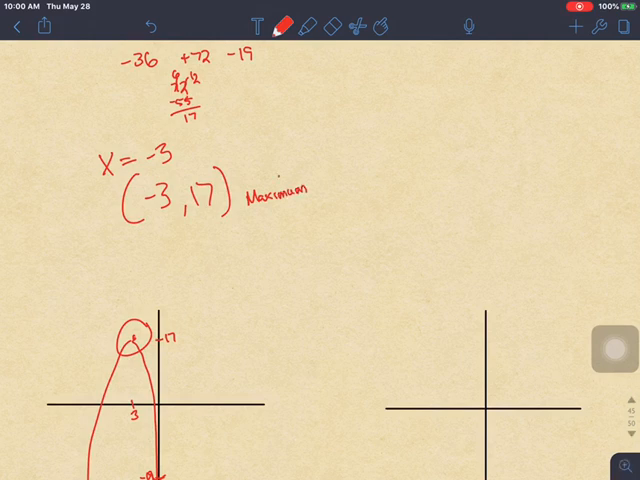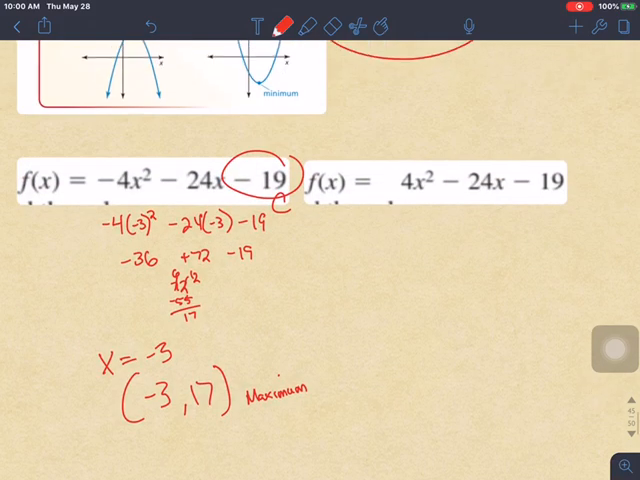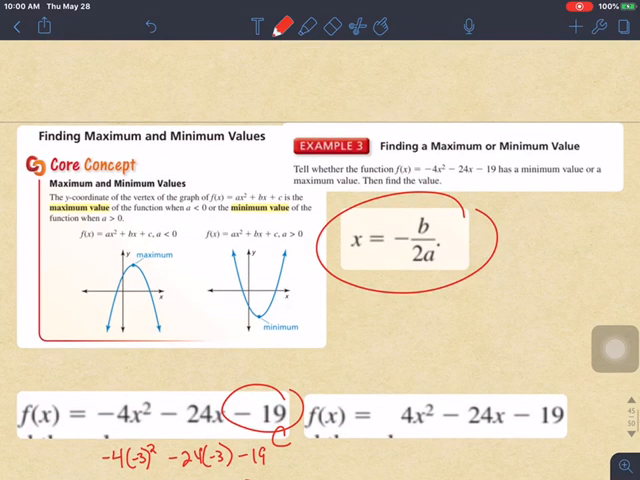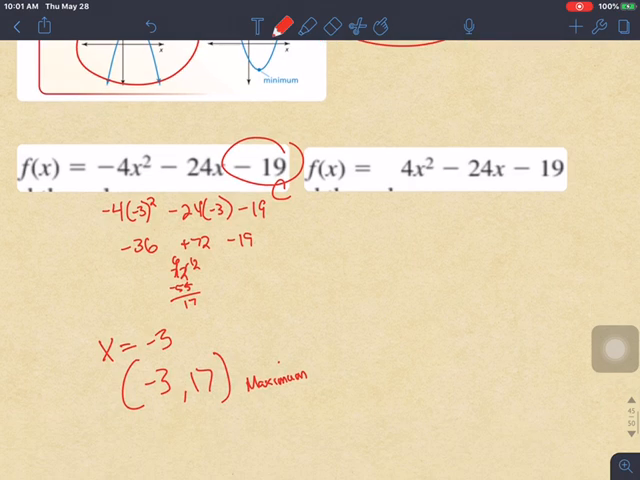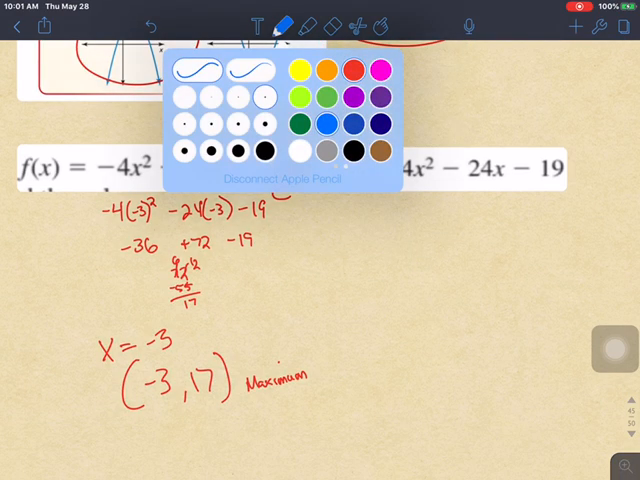Here's the way to think of it. When A is negative, that vertex is going to be a maximum. When A is negative, that vertex is going to be a maximum. When A is positive, it's the opposite: it's going to be a minimum. Let's just see how that works out. We'll do that in blue.